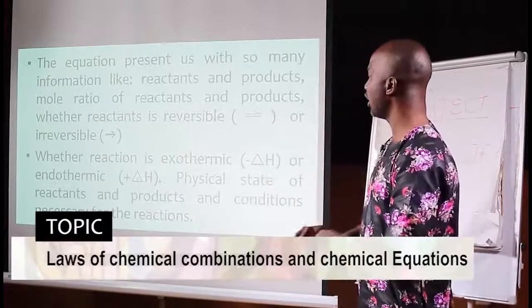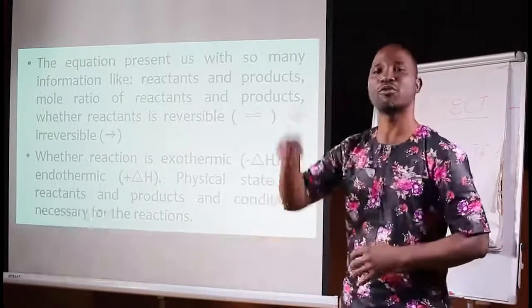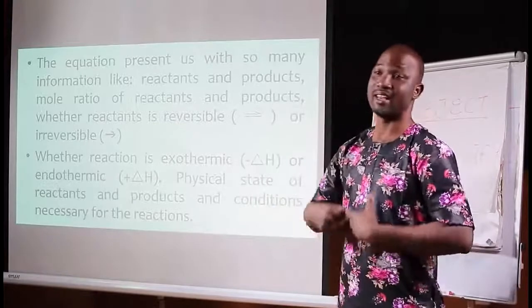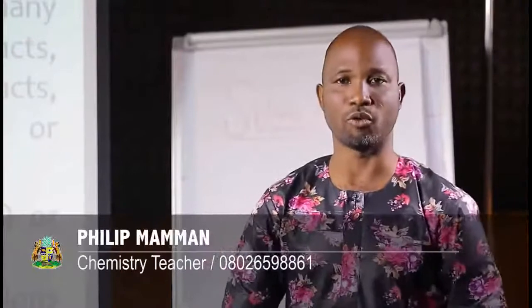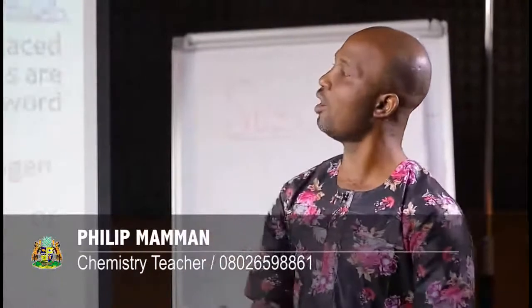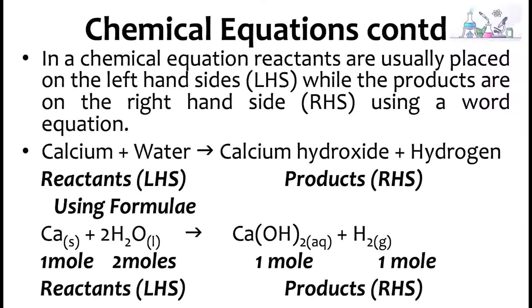Of course, it will tell us the conditions necessary for that reaction to occur, whether there is need for heat, whether there is a catalyst, and so on and so forth. As we proceed, you will see what we mean by this. In a chemical reaction or equation, reactants are usually placed on the left-hand side, which is LHS, while the products are placed on the right-hand side, which is RHS.